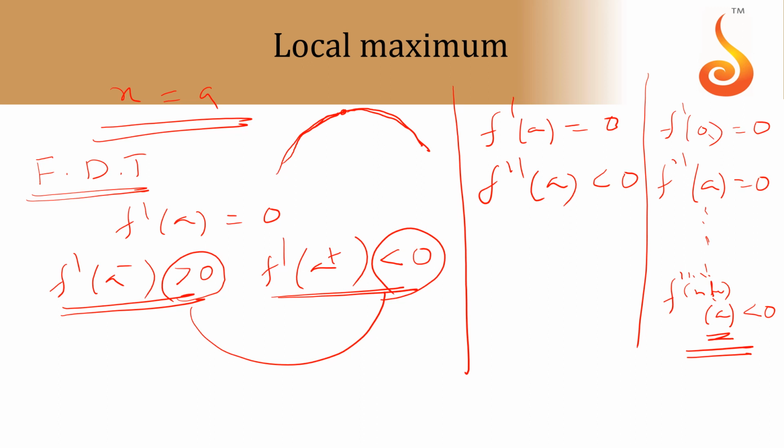If n is even, you have to remember this, it is very, very important. So first derivative 0, second derivative 0, third derivative 0, fourth derivative you got less than 0. Then we will say that it is a local maximum at that point.